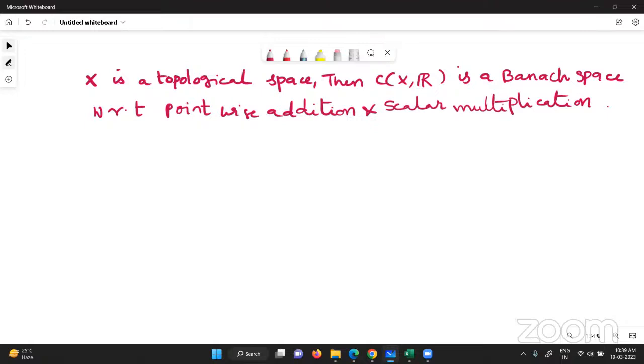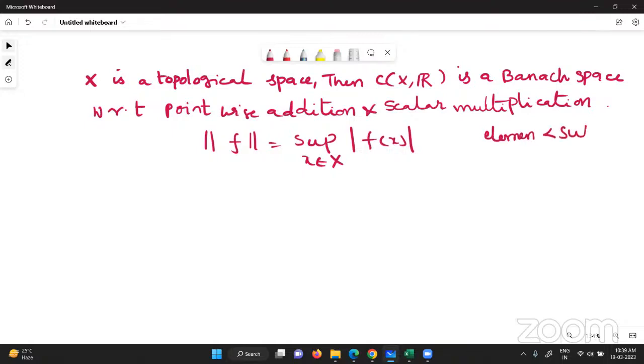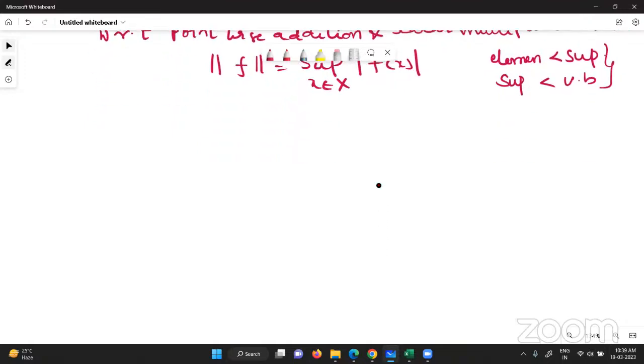And what is the norm? The norm is defined by norm of f equal to the supremum over x belonging to X of mod f(x). This is your norm. You have to remember three points: an element is less than or equal to the supremum, and the supremum is less than or equal to an upper bound. I have discussed this while teaching the basics in the class. So with respect to this norm, C(X,R) is a Banach space.